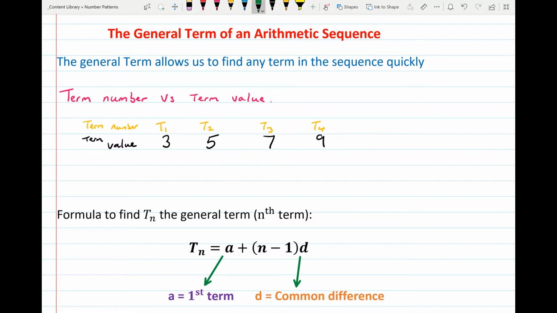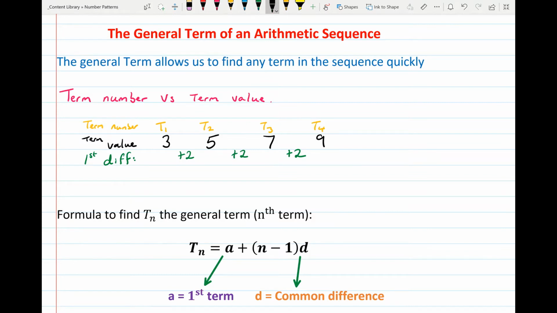So with all of these, you want to begin by finding your common difference or your first difference. That is the difference between each of the terms. So 3 plus 2 equals 5, 5 plus 2 equals 7, 7 plus 2 equals 9. So my common difference, my first difference, is plus 2.